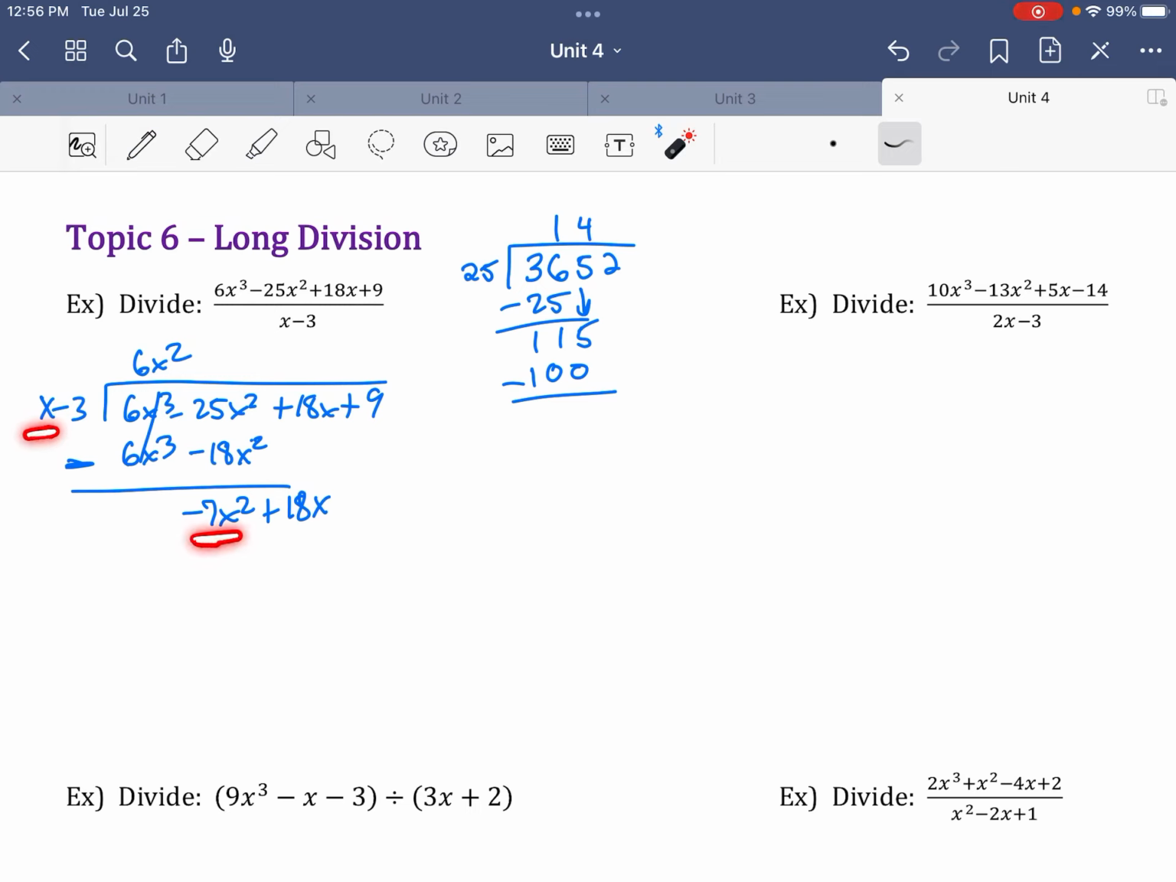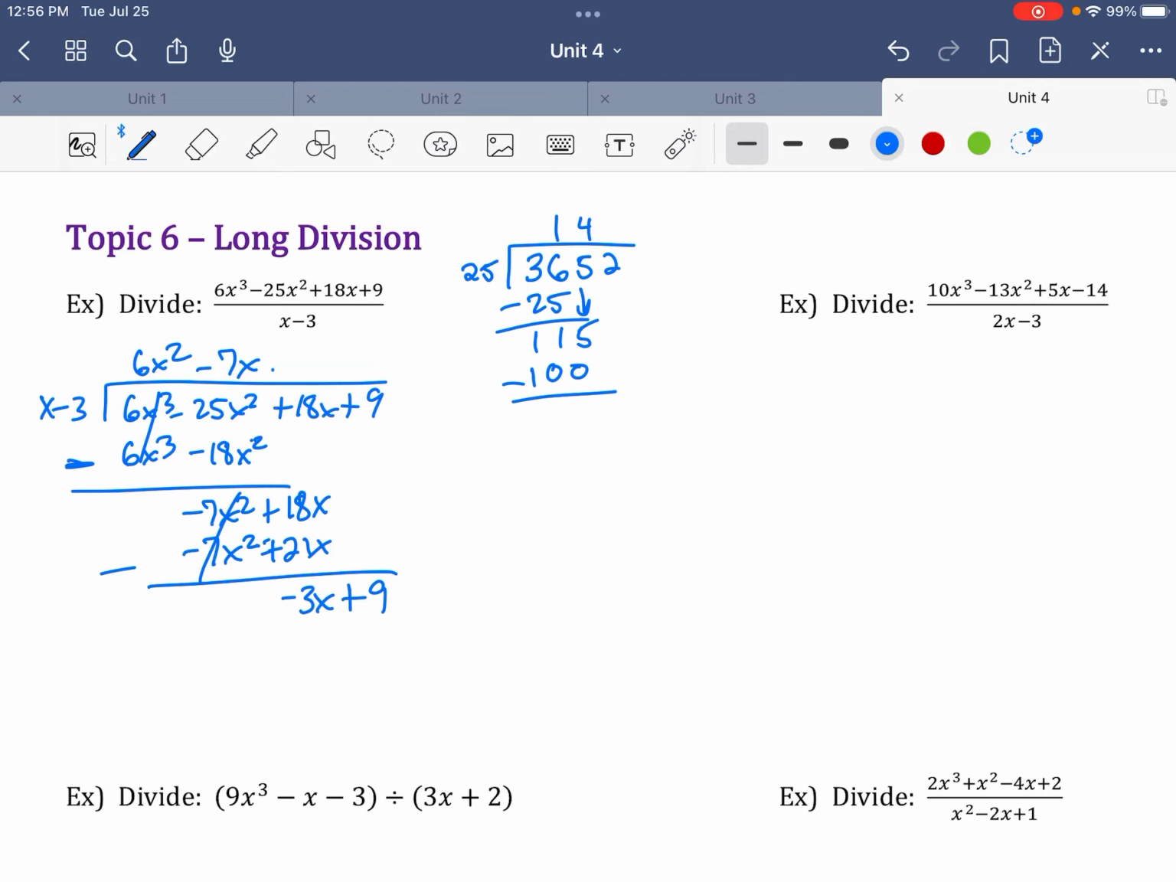So you start over. What do you need to do to x to make it look like negative 7x squared? You need a negative 7x. Negative 7x times x is negative 7x squared, and negative 7x times negative 3 is plus 21x. Draw a line, subtract. These cancel as they should. 18 minus 21 is negative 3x, and I bring down the 9. Again, what do I need to make x look like negative 3x? I need a negative 3. Negative 3 times x is negative 3x, and negative 3 times negative 3 is positive 9. Look at this when I subtract: these both cancel. I get a remainder of 0.